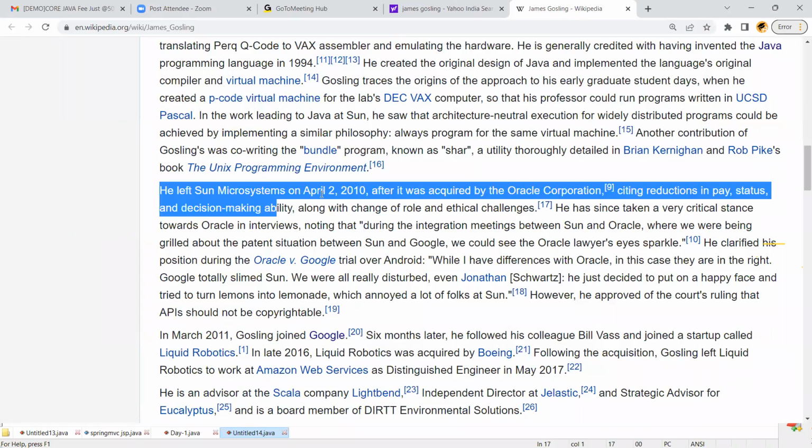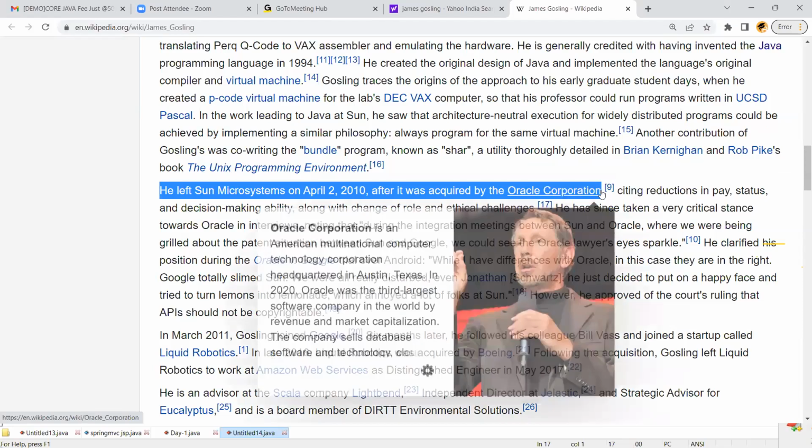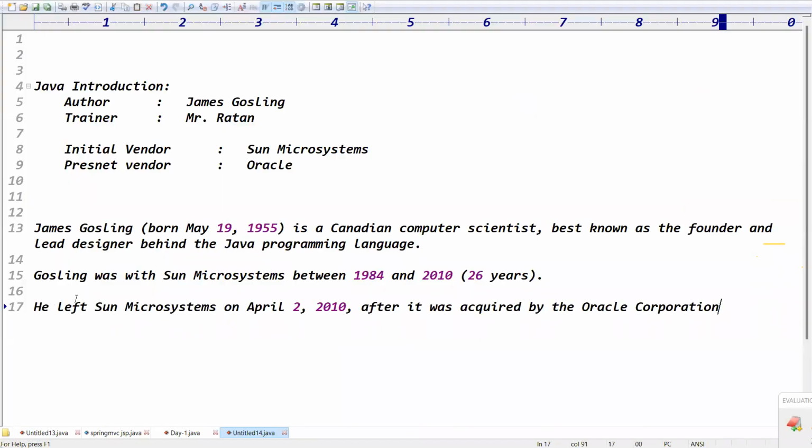On April 2, 2010, after it was acquired by the Oracle Corporation. Very good. Guys, this is very valuable information as a developer. James Gosling was at Sun Microsystems from 1984 to 2010, almost 26 years. He left Sun Microsystems on April 2, 2010, after it was acquired by Oracle Corporation, right? Exactly.